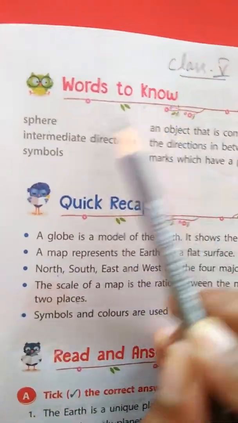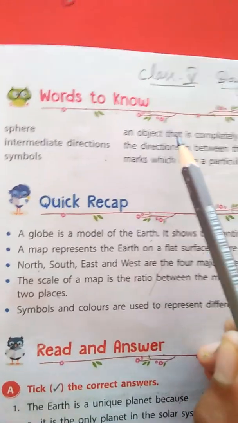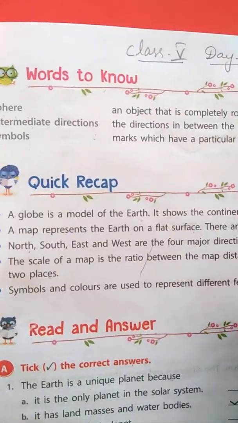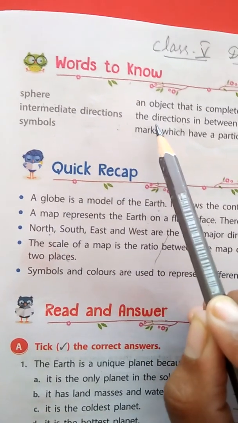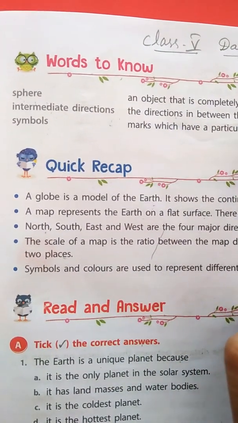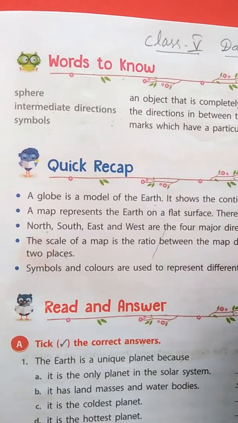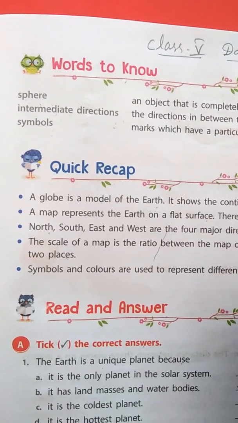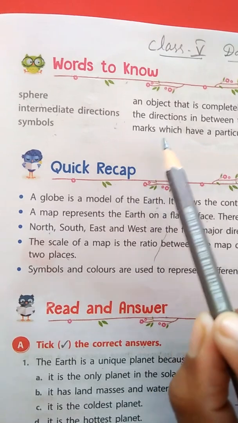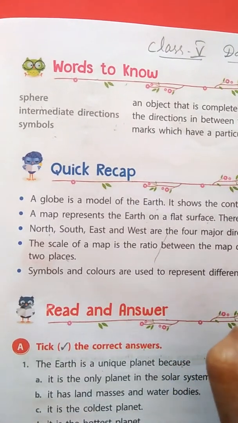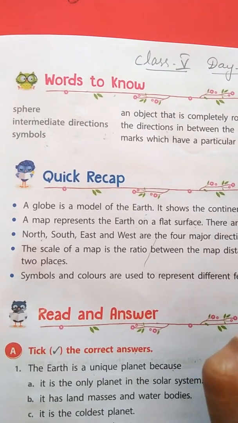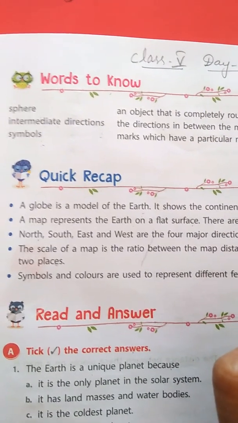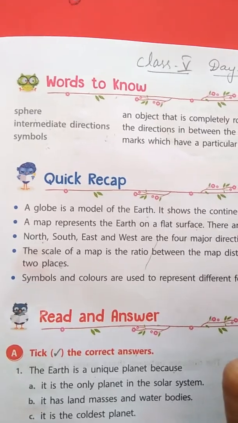Here is the first bit, words to know. Sphere: an object that is completely round, such as a ball, is called a sphere. Intermediate directions: the directions in between the major directions. Next, symbols: marks which have a particular meaning. So, those are symbols which we indicate on maps.